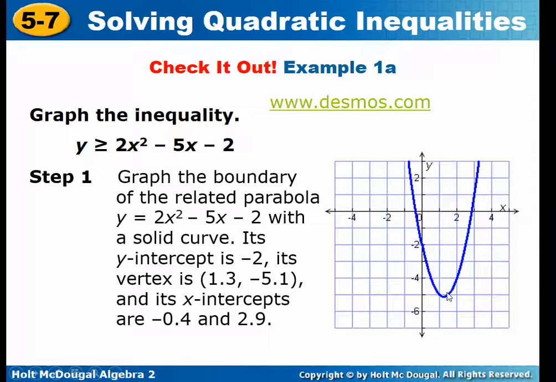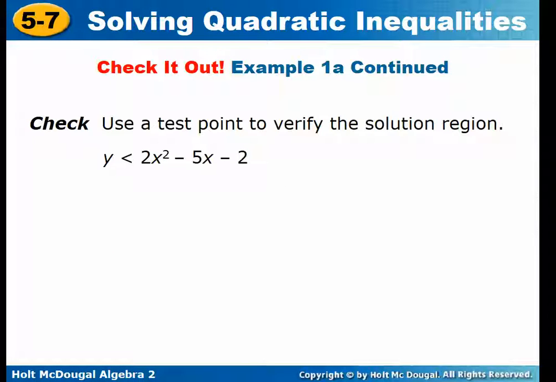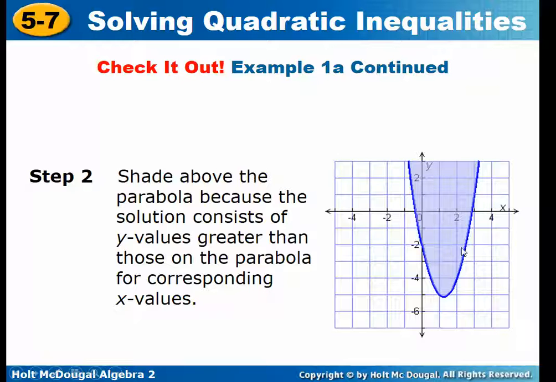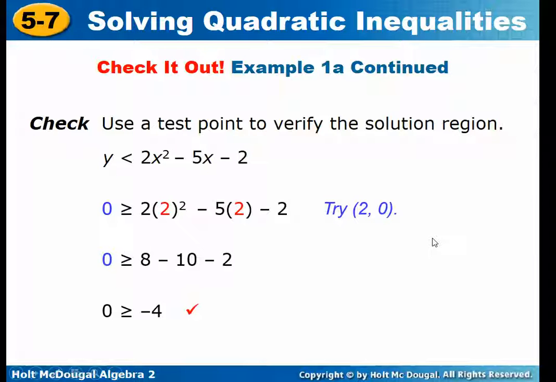And it matches the graph they made. It's a little bit more accurate because we weren't graphing by hand. Oh, and then we check. And they checked at the point (2, 0), which is right here inside the shaded region. And when they tried (2, 0), they found that it did indeed work because 0 is greater than -4, so that means we shaded the correct part.